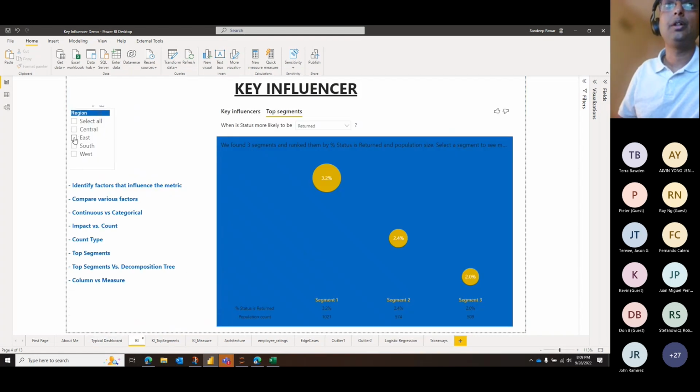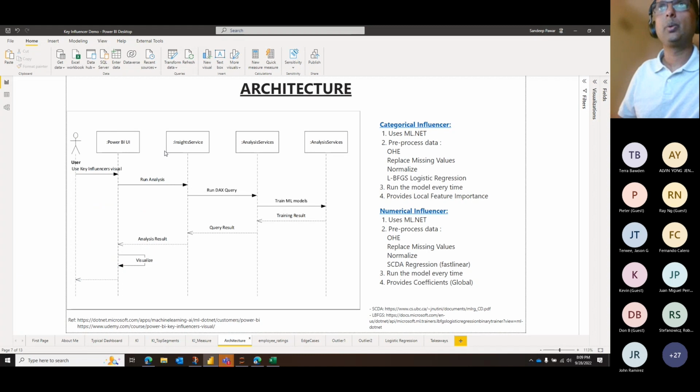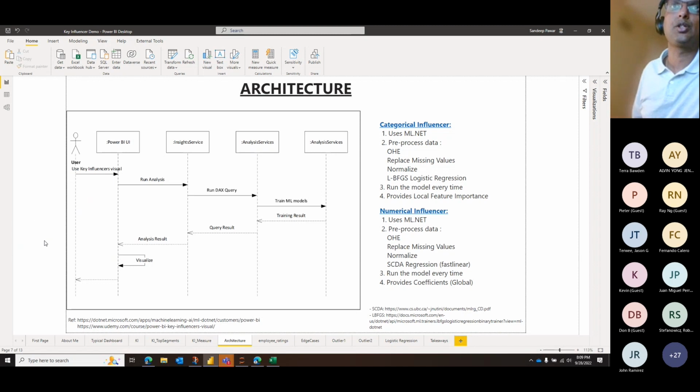So when I click on the East, for example, running analysis, boom, it went to that Insight Service, analysis services, trained the model, retrieved the results, and sent you the query back in literally a fraction of a second, which is just amazing how it's able to do that.